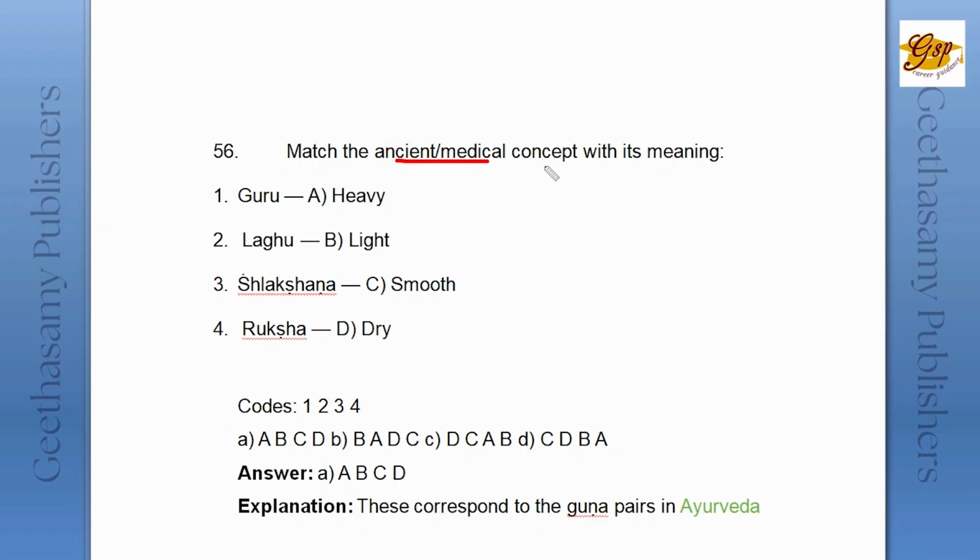56th question. Match the ancient medical concepts with their meanings. Guru, heavy. Laghu, light. Slakshna, smooth. Ruksha, dry. So in the same order, all are true. A, B, C, D correspond to the guna pairs in Ayurveda.